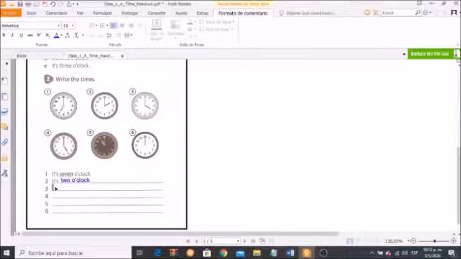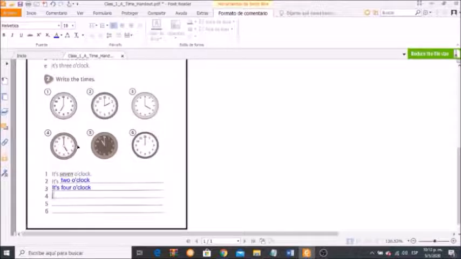Sentence number 3. So, we know that the sentence is going to start with the word it's. We know that each time we express the time, as we said before, we start with the word it's, the pronoun it's, which, if you notice, has the S of the verb to be. It is, or it's. It's... And what time is it in this clock? Very good. It's 4 o'clock.